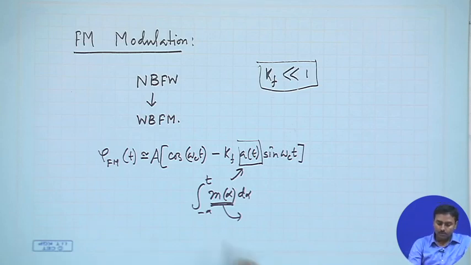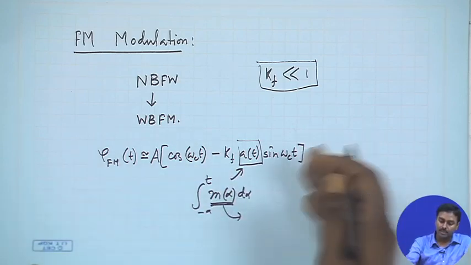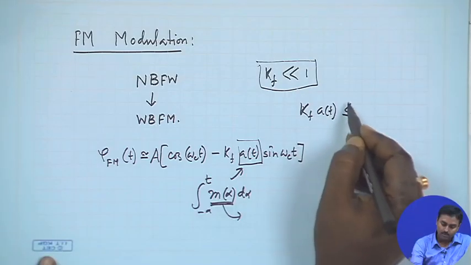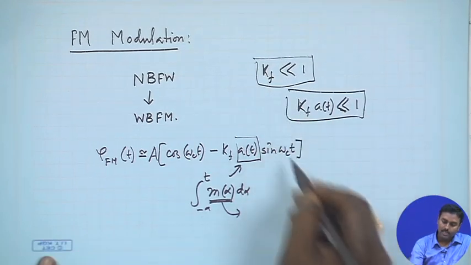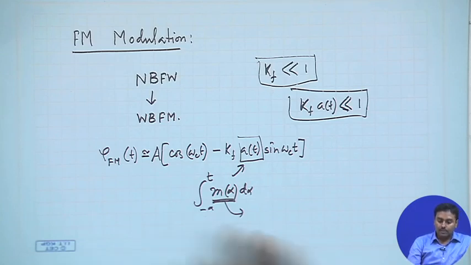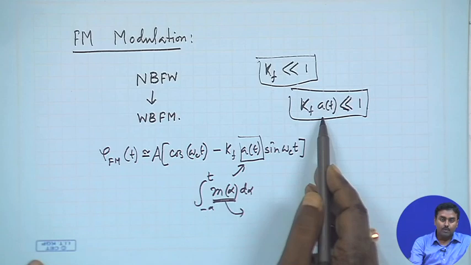If you do the Taylor series expansion, there are other terms which are being neglected, such as KF squared A squared (t) and all other terms, because KF A(t) is already much smaller than 1. So, we can neglect those. Sin omega c t of course is bounded by 1, in modulus. So, we are neglecting those terms as long as this is small.